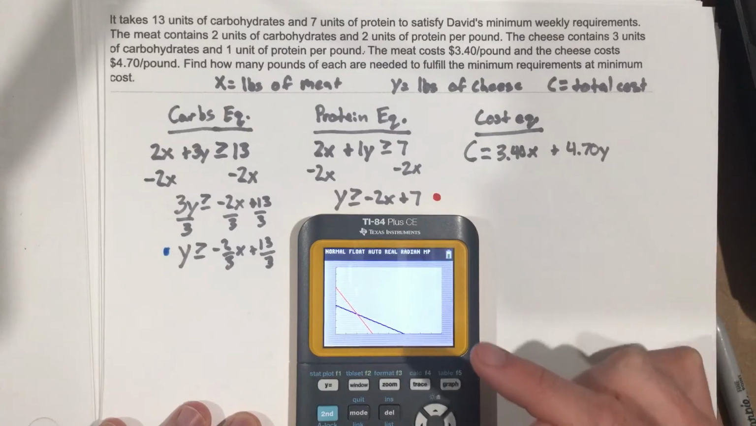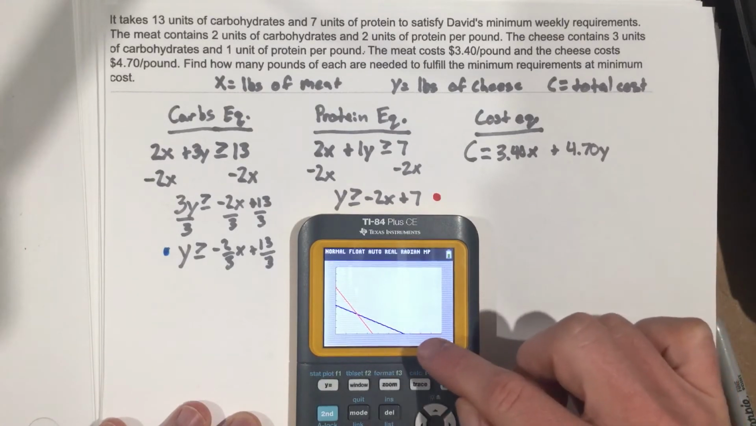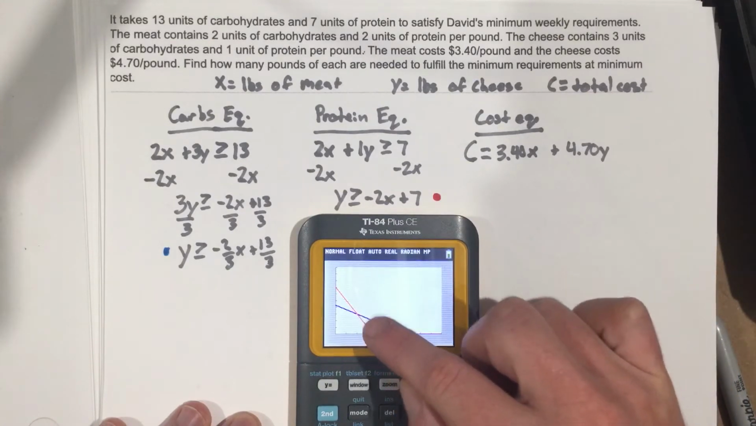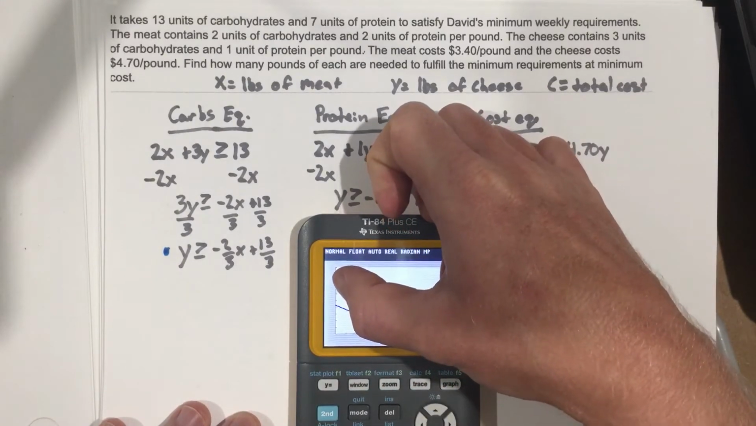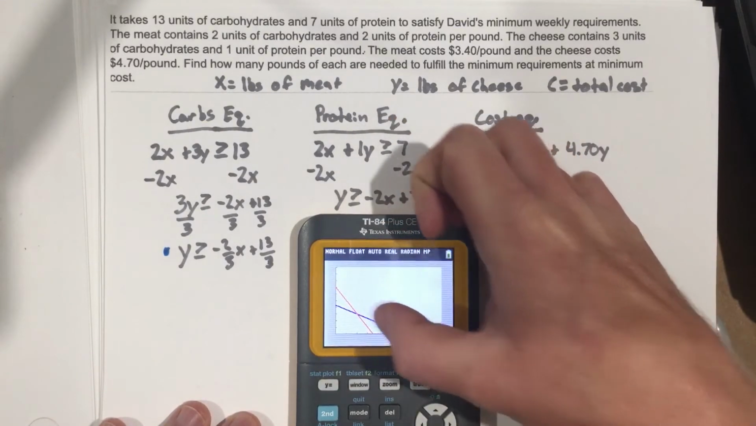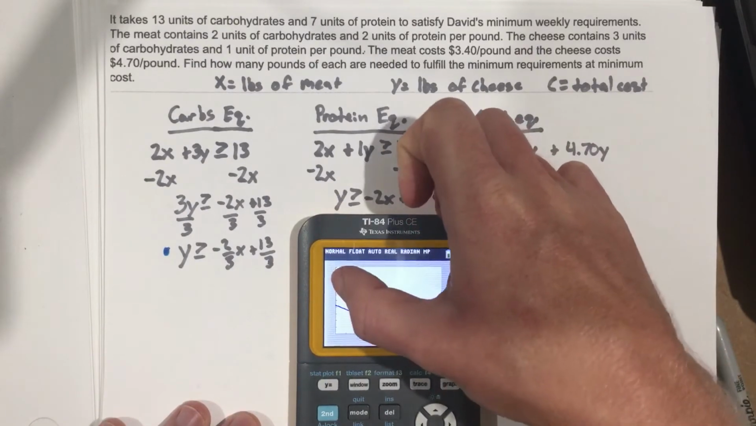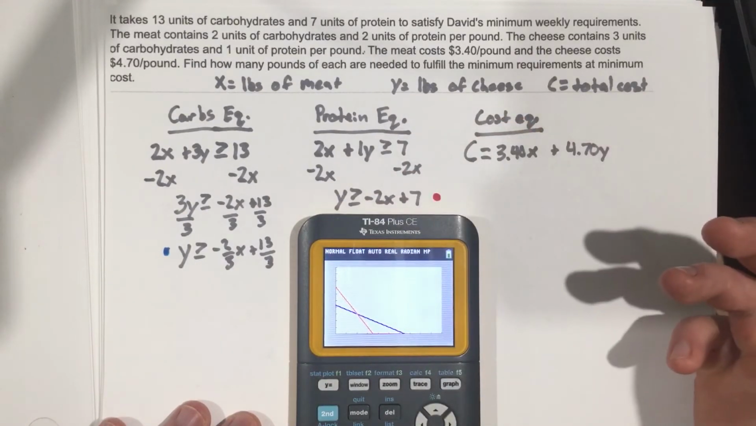So really I want to know, what are the different vertices? First of all, what are the intercepts? Because this one up here is an intercept, this one up here is an intercept, and then they intersect here. Those are really the 3 points that we need to check.